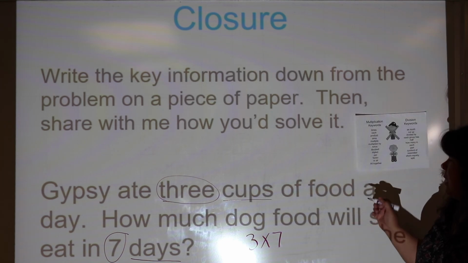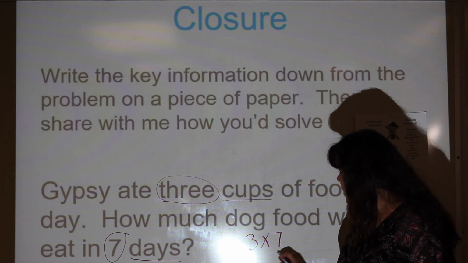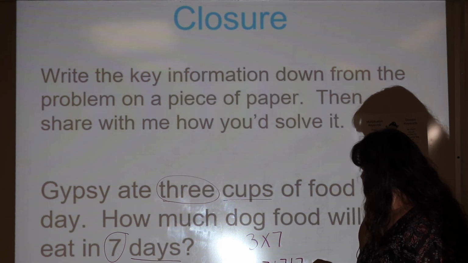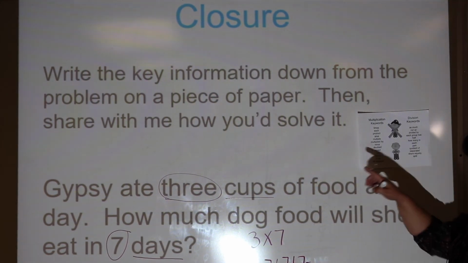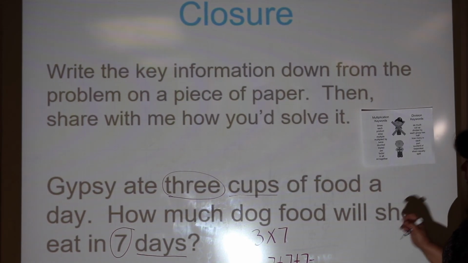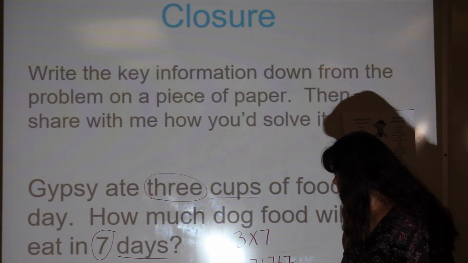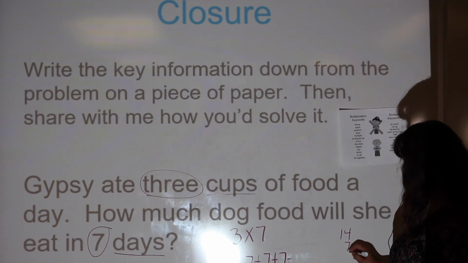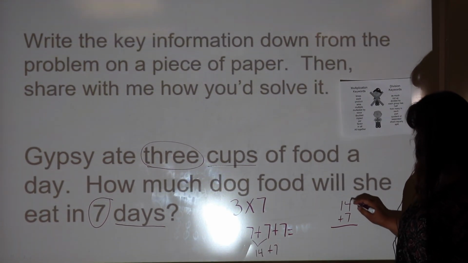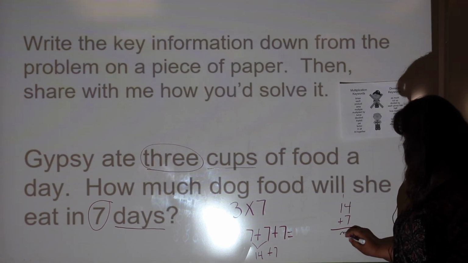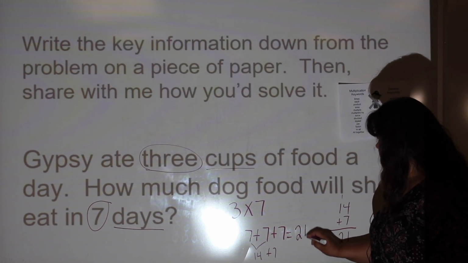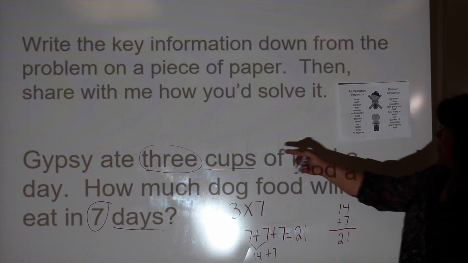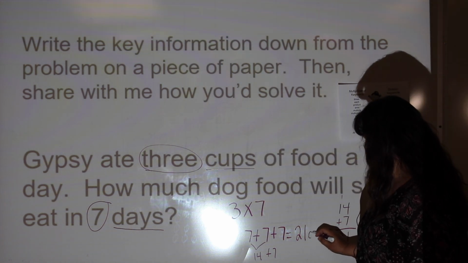And you can use whatever strategy you want to help you find that answer. You can have 3 7s to add, repeat addition. You could make an array. You can make 3 circles with 7 in each one. I know that 7 plus 7 is 14, and then I have another 7. I'll come over here and write it so I can line up my numbers. This is 11, 21. So we have 21 days or 21 cups of dog food.